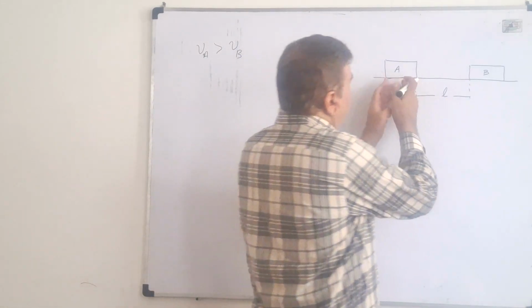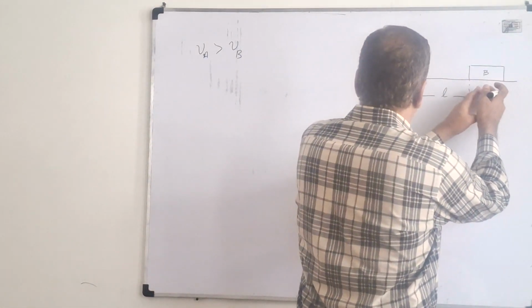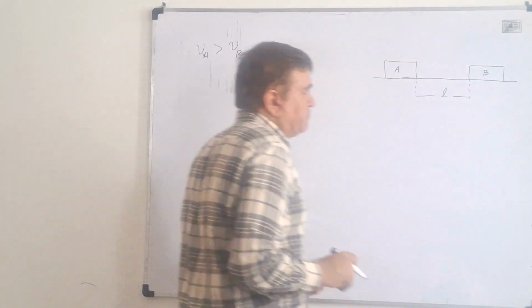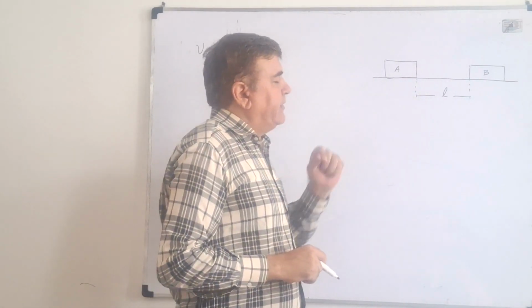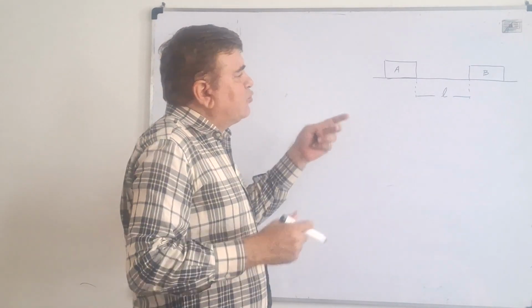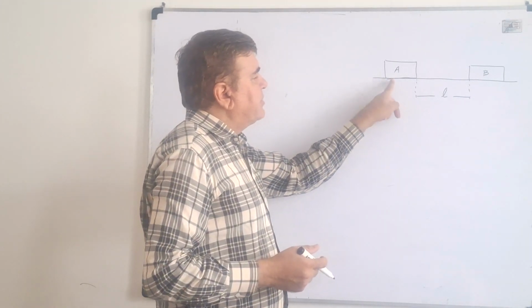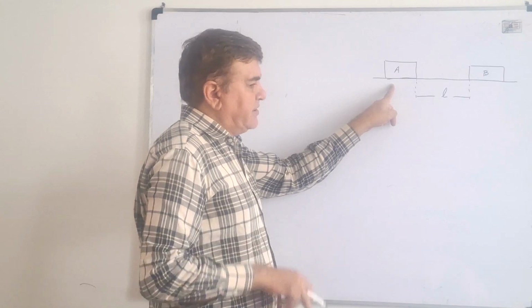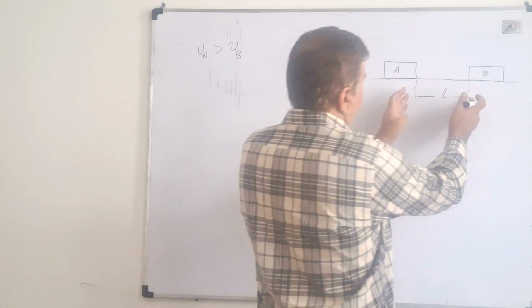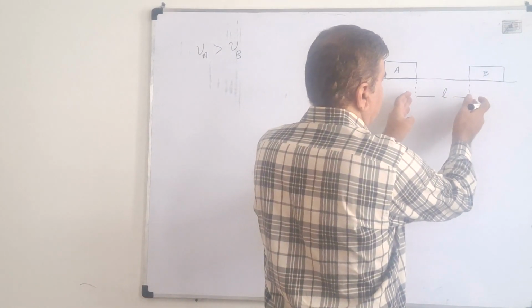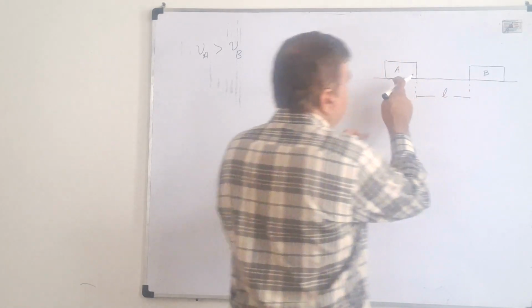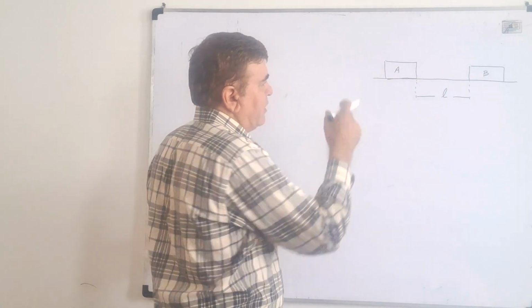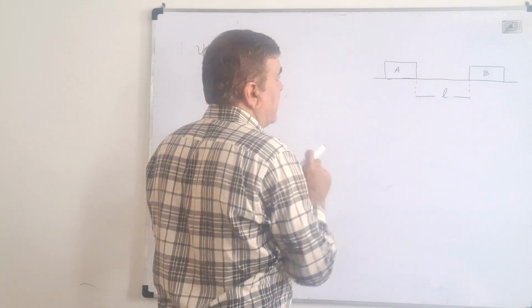With the passage of time, car A will be approaching car B and there may be a collision, an accident, and we want to avoid that. That's obvious: the driver of car A needs to reduce its speed. If this distance is very little, then obviously this driver has to decide very quickly to reduce his speed.